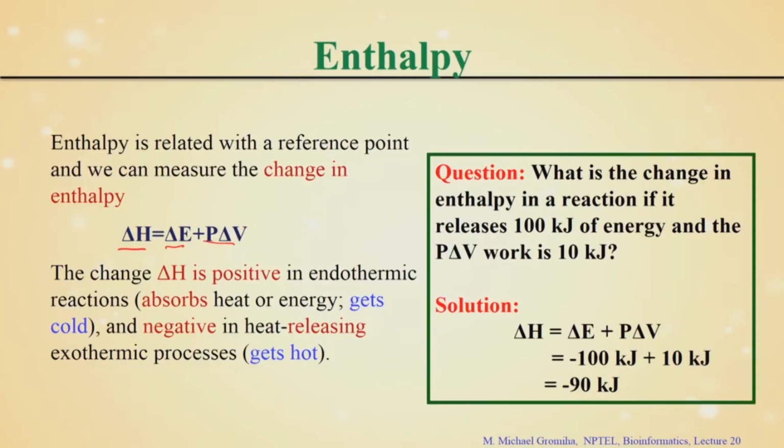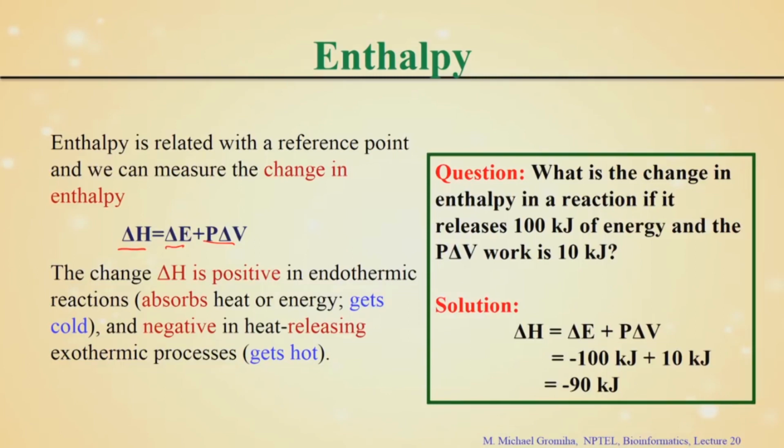If delta H is positive, what does it mean? It is an endothermic reaction, it absorbs heat, and because of this absorption of heat the environment gets cold. If it is negative, there is a heat releasing process, an exothermic process, and in this case the environment gets hot.